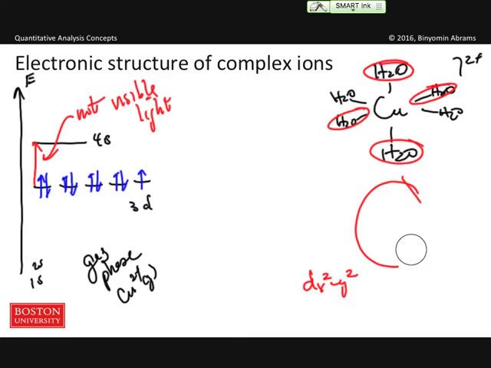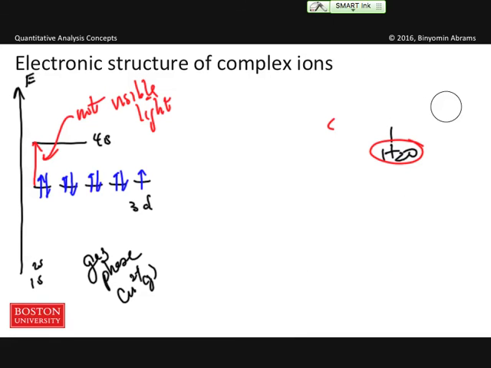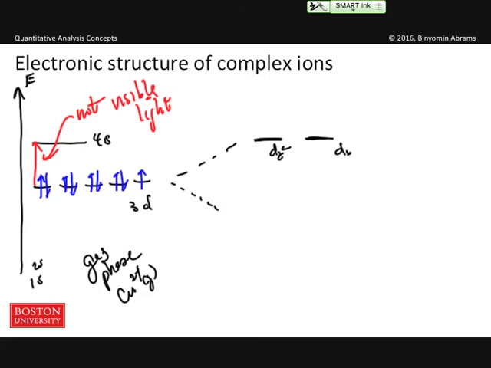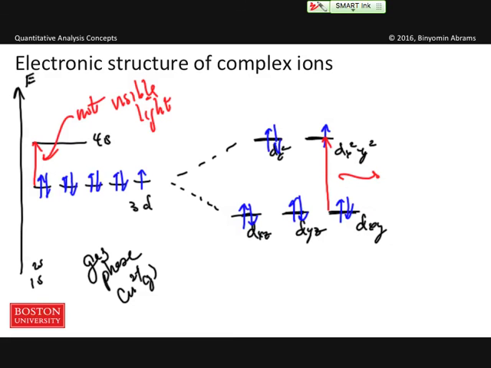And what this leads to is a splitting between the 3d energy levels. The two that overlap the most with the ligands, your dz squared and dx squared minus y squared, are going to be higher in energy because there's now going to be interference between the ligands and the orbitals. The other 3 remaining, your dxz, dyz, and dxy, will be lower in energy because there will not be as much spatial interference. And now we have a difference between here and here that can lead to an absorption of light, and this photon, hc over lambda, this wavelength is in the visible region of the spectrum.